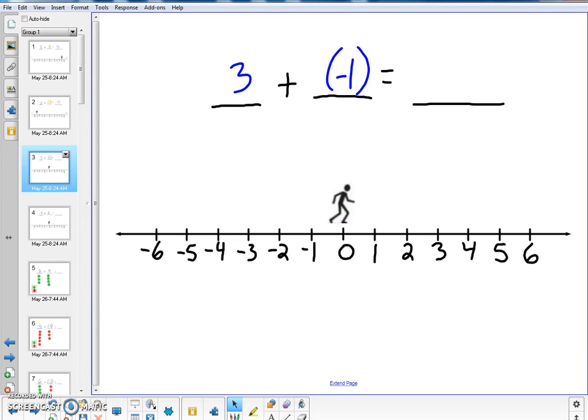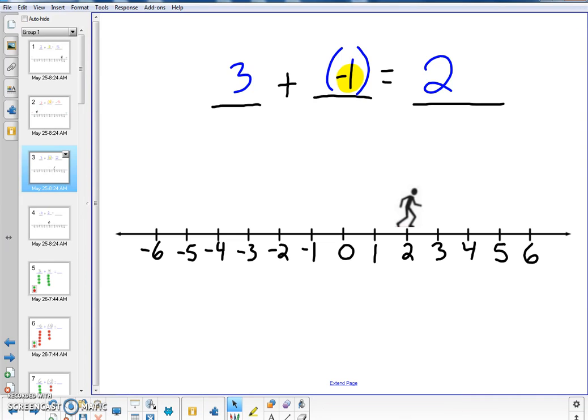I'm going to pause the video for a second. You can think and discuss it and see if you can predict what the answer is going to be. So that means the guy in an addition problem is going to start on 3. So there he is. This is an addition problem, so he's facing to the right. And we are going to move 1 spot backwards because the 1 is negative. So start on 3, add, so face to the right, move backwards 1 spot. So 3 plus negative 1 is 2.